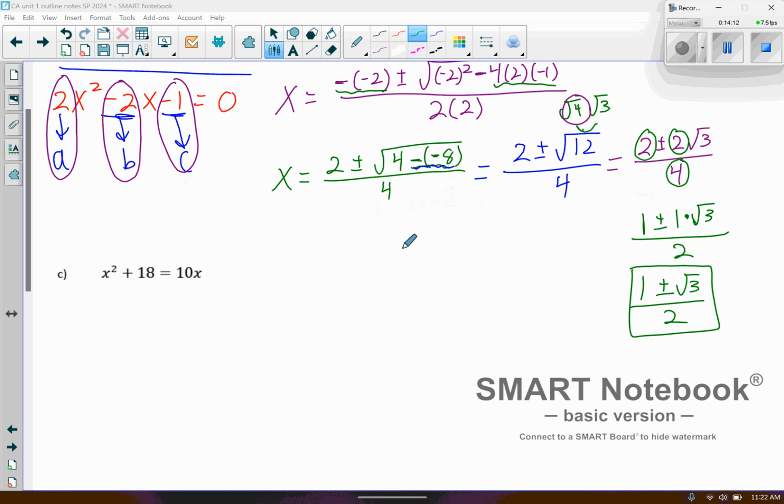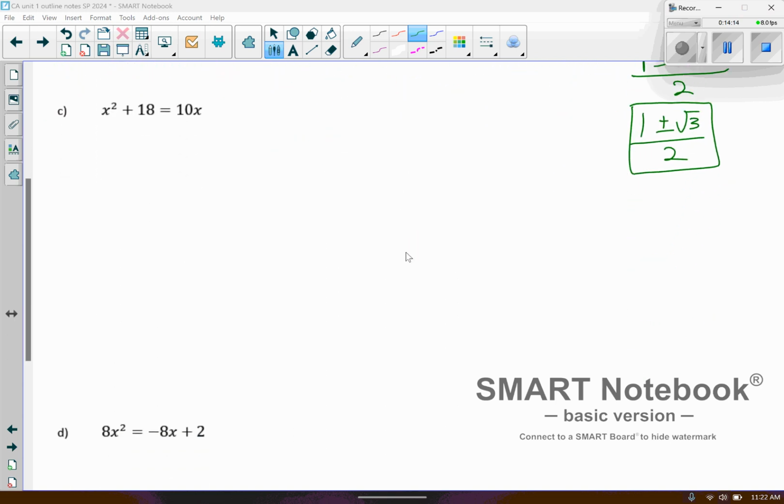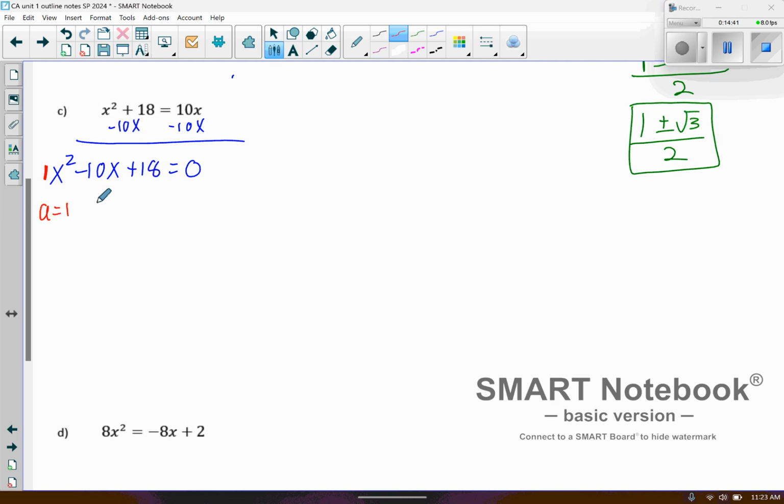All right, so let's try another one here. And so to get this one started, once again, we want to put this in standard form. And so I'm going to subtract 10x from both sides. And I kind of need to wedge it in between those two right there. I need the x squared to go first, then the minus 10x, and then the plus 18. And so here, my understood value in front of x squared is 1. So my a value is 1. Here, my b value is negative 10. And my c value is 18.